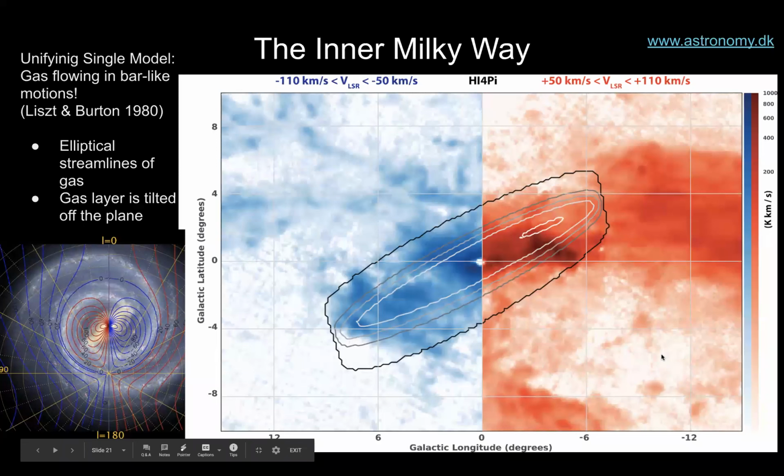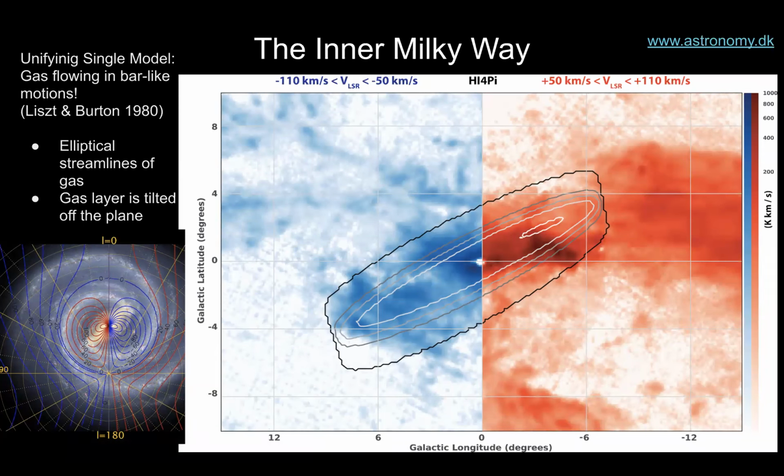But you can also explain this, it turns out, if you unify everything into the picture of a bar-like motion. So in 1980, Burton and Liszt started with a circular tilted disk model that brought a lot of these individual features into a single unified structure, and that eventually evolved into this bar-like structure of gas flowing in elliptical streamlines, roughly aligned with our current-day knowledge of the bar. But the key is that it is tilted from the rest of the plane of the galaxy.